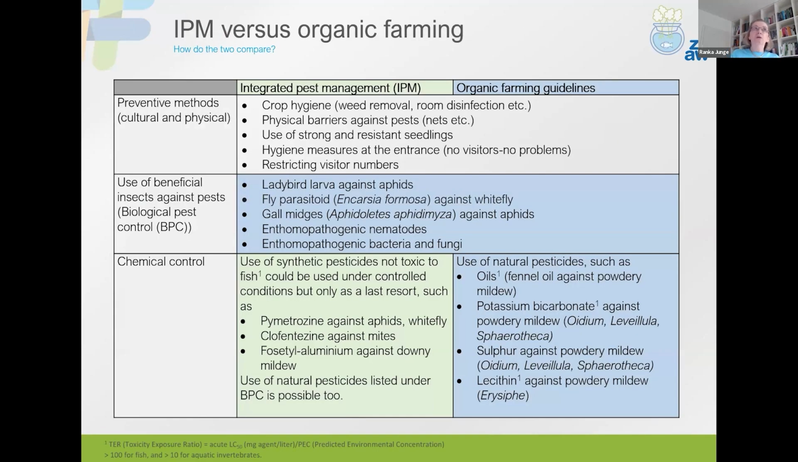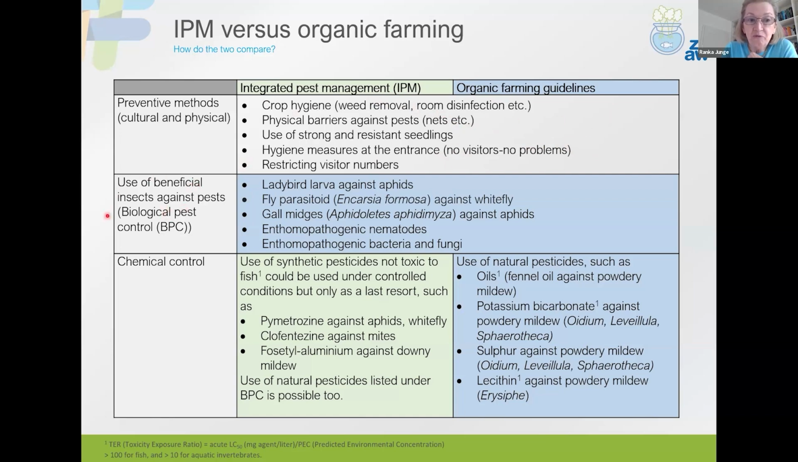So these are actually all methods that could also be used in organic farming. So what would be the difference between IPM and organic farming? You can see that preventative methods, cultural and physical, are the same for integrated pest management and for organic farming. So crop hygiene, physical barriers, use of strong and resistant seedlings, hygiene measures at the entrance, no visitors, no problems. That's why we are rather restrictive with visitors in Wädenswil, restricting visitor numbers. So this is for both.